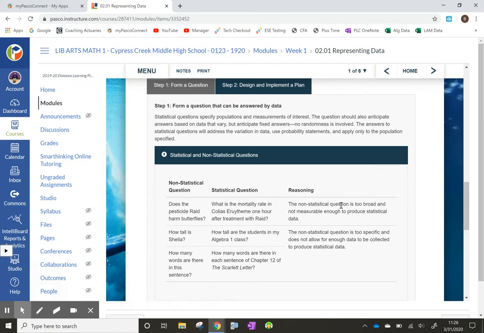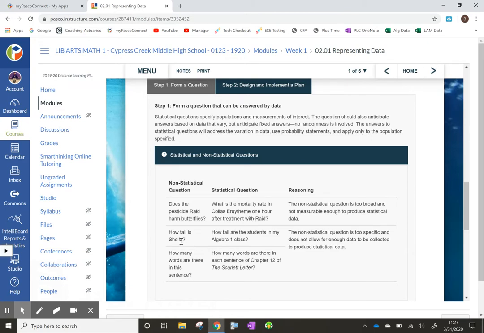The non-statistical question is too broad, right? Not measurable by our standards. It just says, does the pesticide Raid harm butterflies? It doesn't answer the question of how it harms butterflies. It doesn't say how many butterflies are harmed. It's just simply a very broad question. It doesn't get into the details of the pesticide harming the butterflies. But the statistical question does. It emphasizes what's the mortality rate, 1 hour after treatment. So that way we can measure how many of the butterflies are dying over the time period in which they are dying, right? So it's more specifically based on something we can measure.